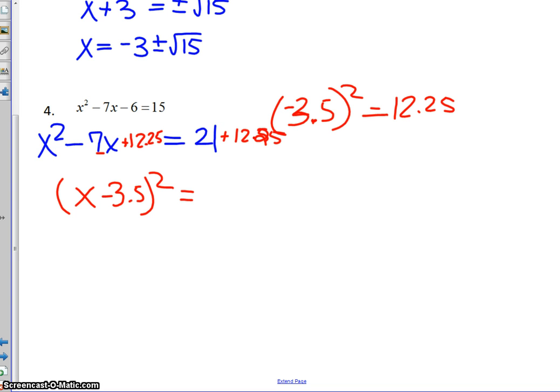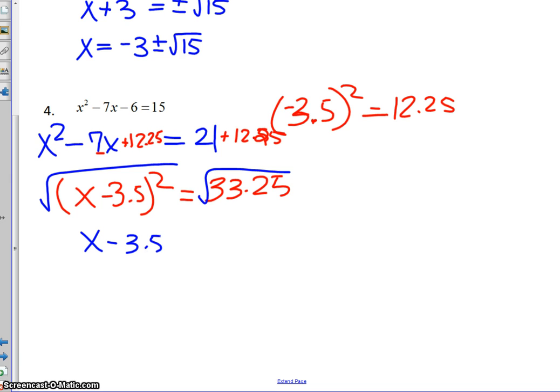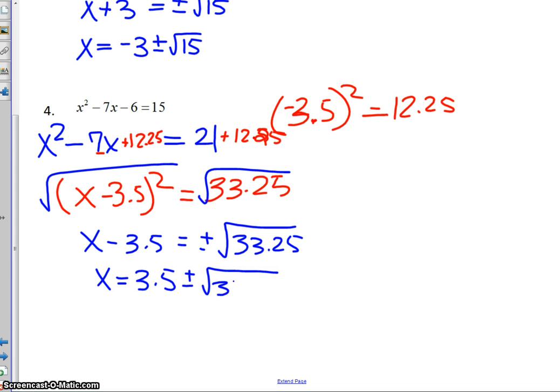Here, 21 plus 12.25 turns out to be 33.25. When I take the square root of both sides, I get x minus 3.5 equals plus or minus the square root of 33.25. Solving it for x would be 3.5 plus or minus the square root of 33.25.